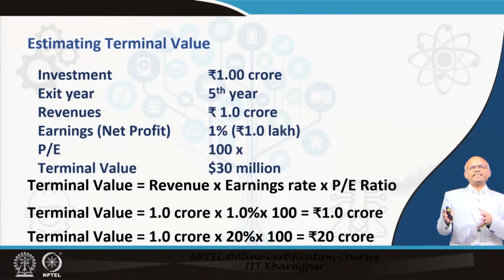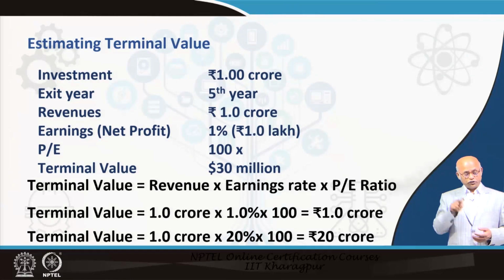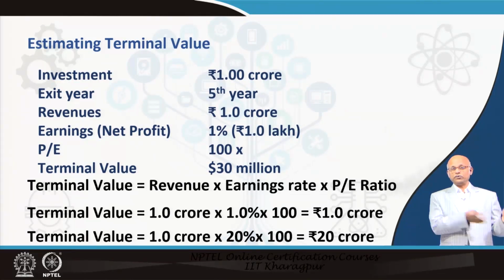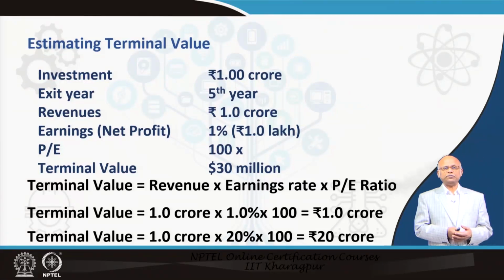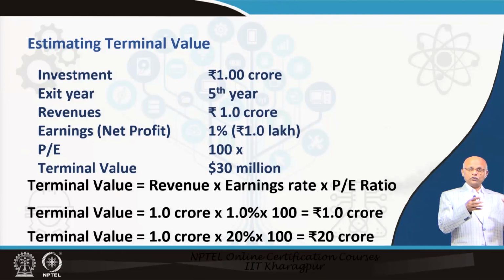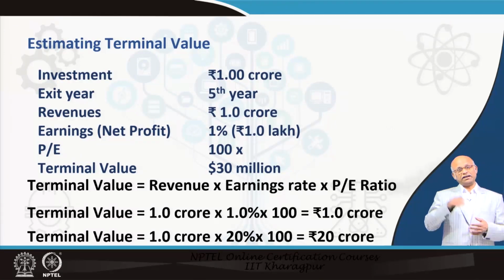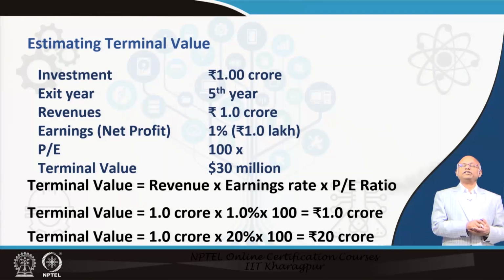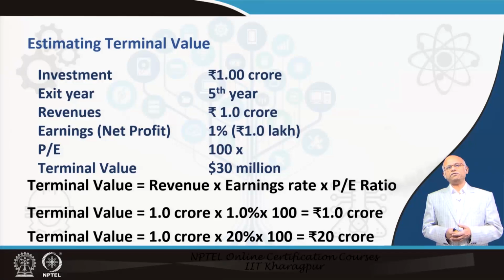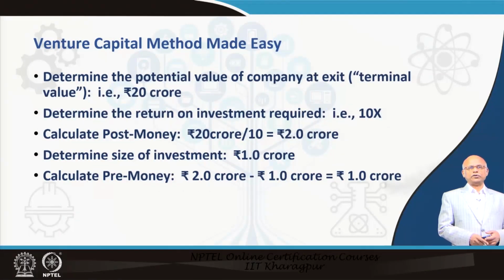Suppose this is another example, sorry for not mentioning it here. Terminal value in case the profit percentage is 20%, then rather than 1% it becomes 20. So, your terminal value will be 20 crore. 1 crore rupees is the sales or revenue, 20% is the profit. So, 20 lakh is the profit in that case, earning multiple, price to earning multiple is 100. So, it becomes 20 crore rupees. So, exit value of the company at the time of exit is 20 crore.